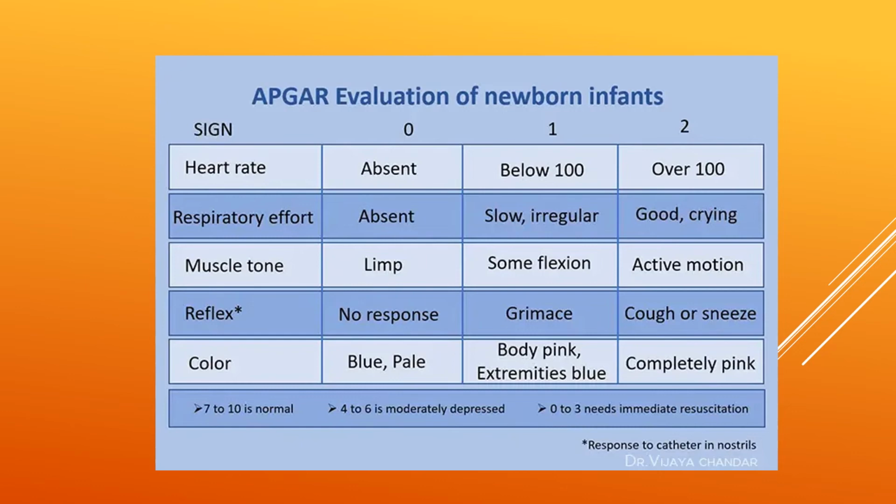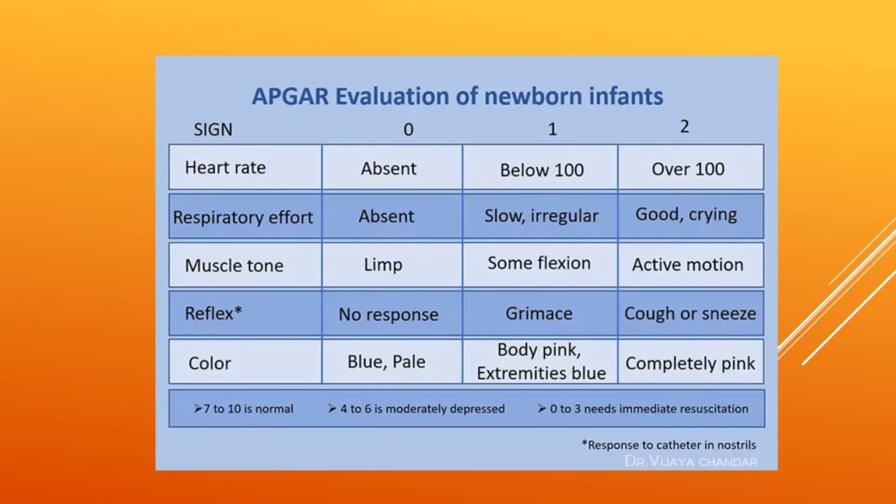Then muscle tone, limbs. When we are pulling the limbs and it is going back too early, or there is no activity in the muscle tone, you have to give 0 points. Then some flexion, a little bit of flexion is there, means 1 point. Then active motion, when we are pulling back and automatically it goes to flexion, at that time you have to give 2 points.